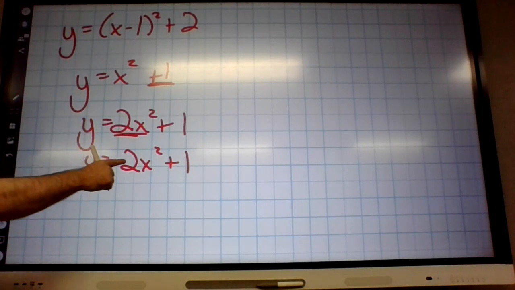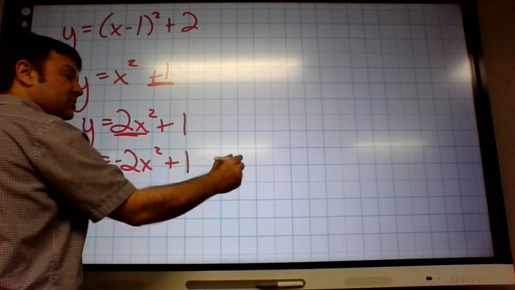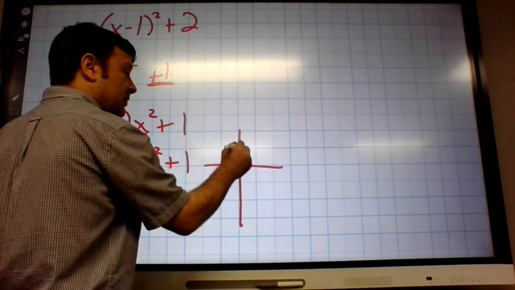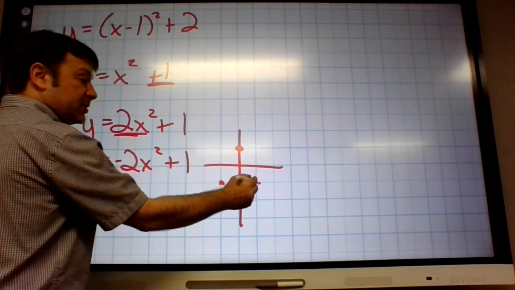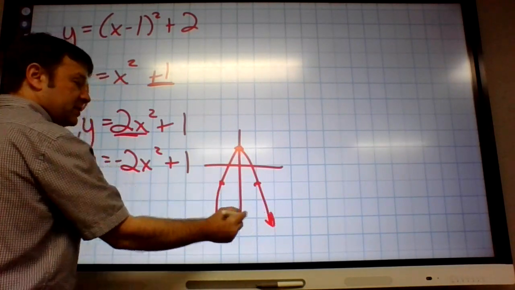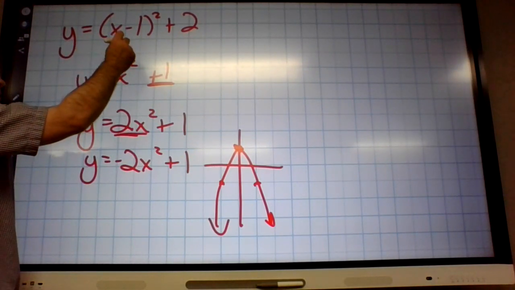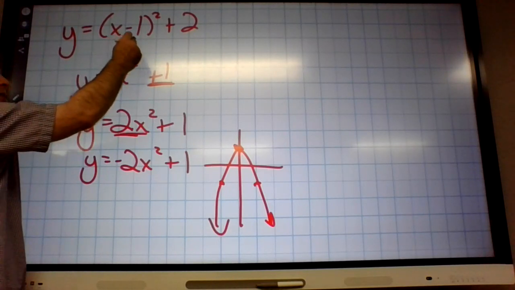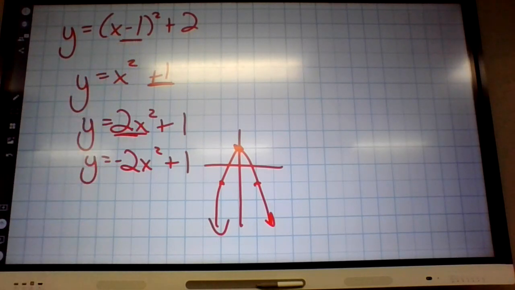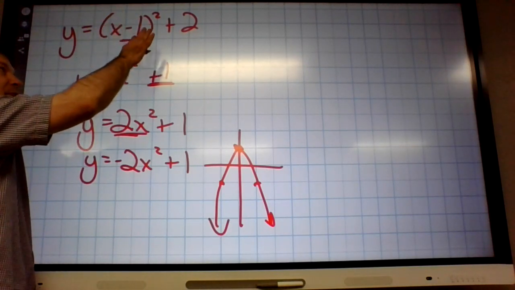All right, so here the vertex would be up 1, so it'd be at 0, 1. And the graph would go down steeply, so it would look kind of like this. The vertex would be a maximum point. You guys remember that? Okay, based on stuff we've done in the past, what do you think the -1 is going to do to the graph? Moves it right 1. Okay, we've done a couple things like this before.